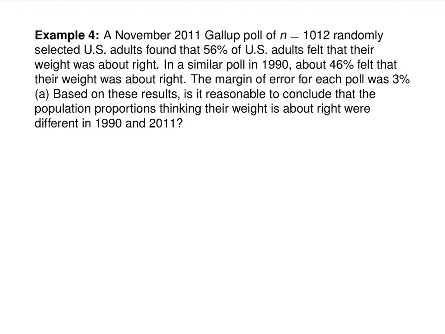A November 2011 Gallup poll of these same individuals, this is kind of the same study. So in 2011, 56% of US adults felt that their weight was about right. And then a similar poll in 1990, 46% felt that their weight was about right. And the margin of error for each poll was 3%. For this one, because we found the margin of error was so close to 3% in the last one, we're just going to use 3%. Also, they don't give us the sample size for the 1990 people, so I think that just assumes we're just going to use this margin of error. Okay, so let's find confidence intervals based on these margins of error, kind of chapter 5 style.